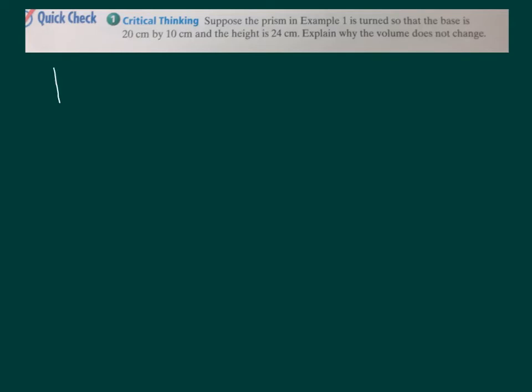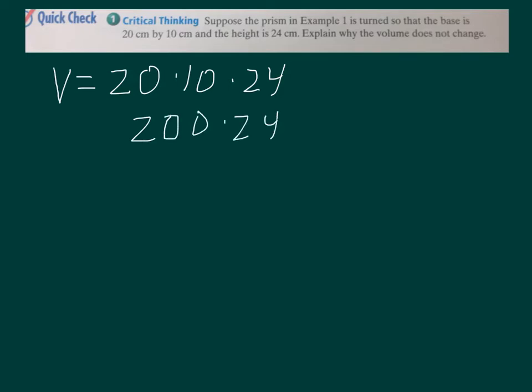Okay, again, volume is going to equal area of the base times the height. So this time it's going to be 20 times 10 times 24. So it's going to be 200 times 24, which is again 4,800 cubic units or cubic centimeters. Same volume.